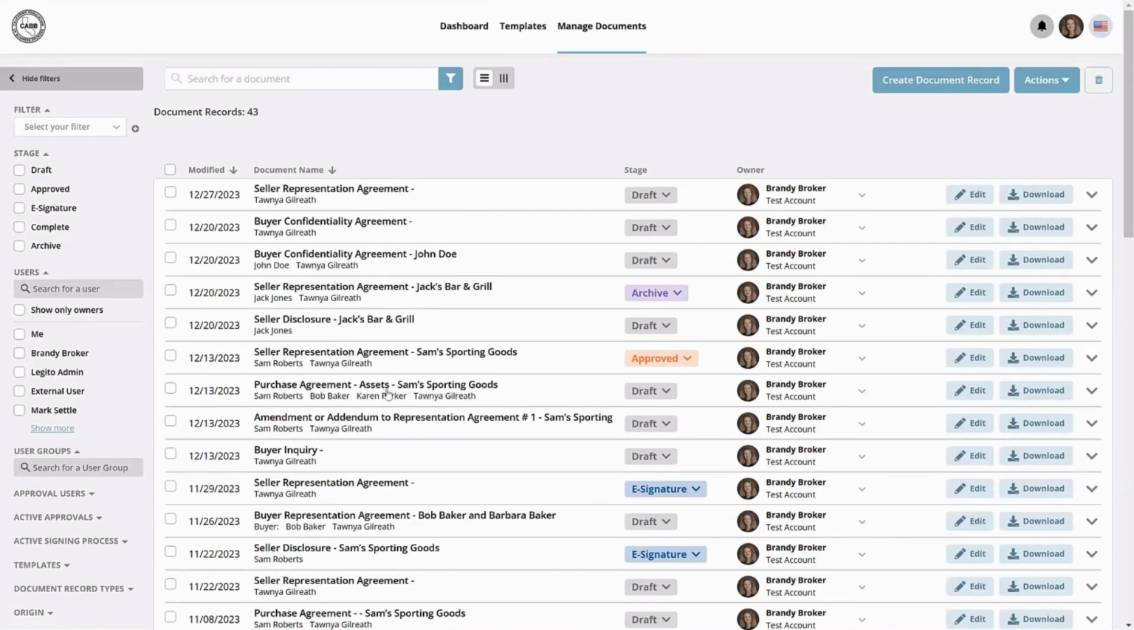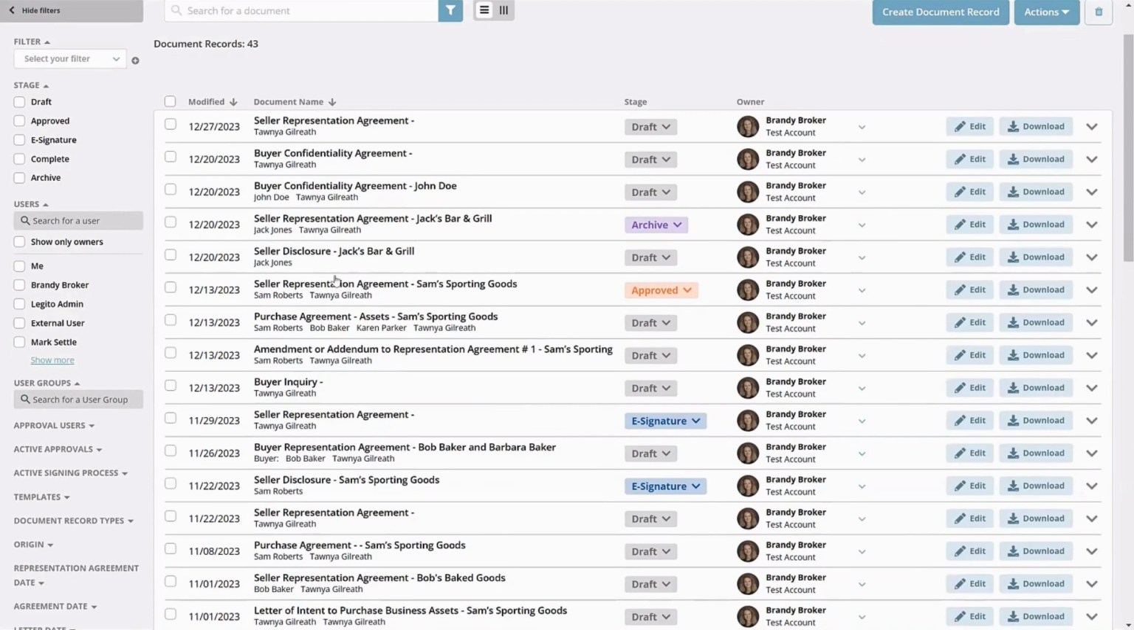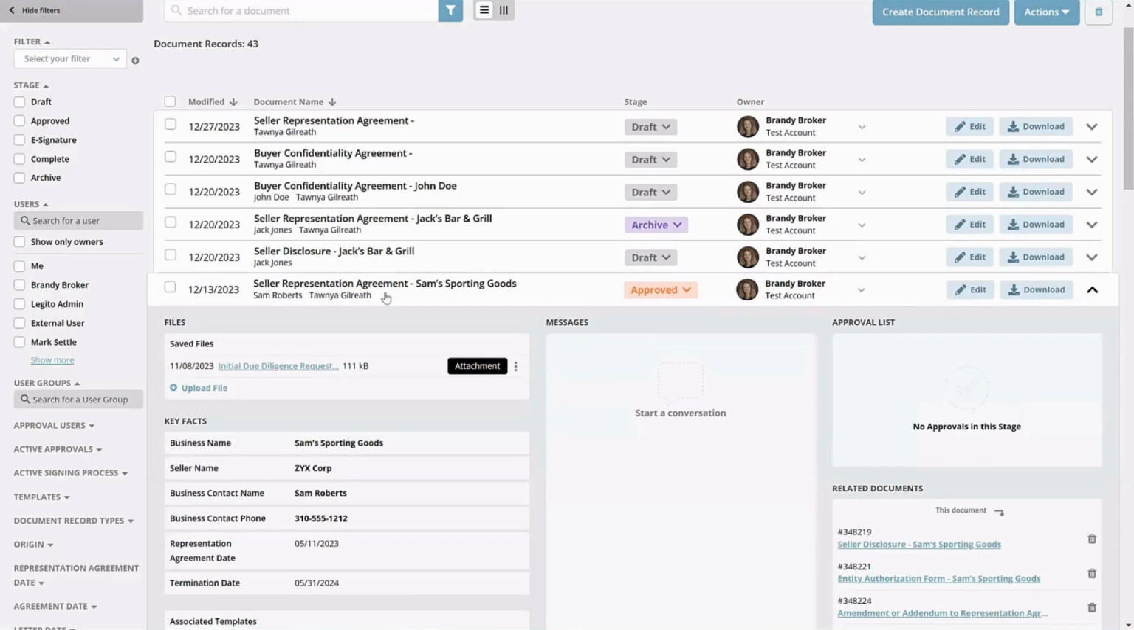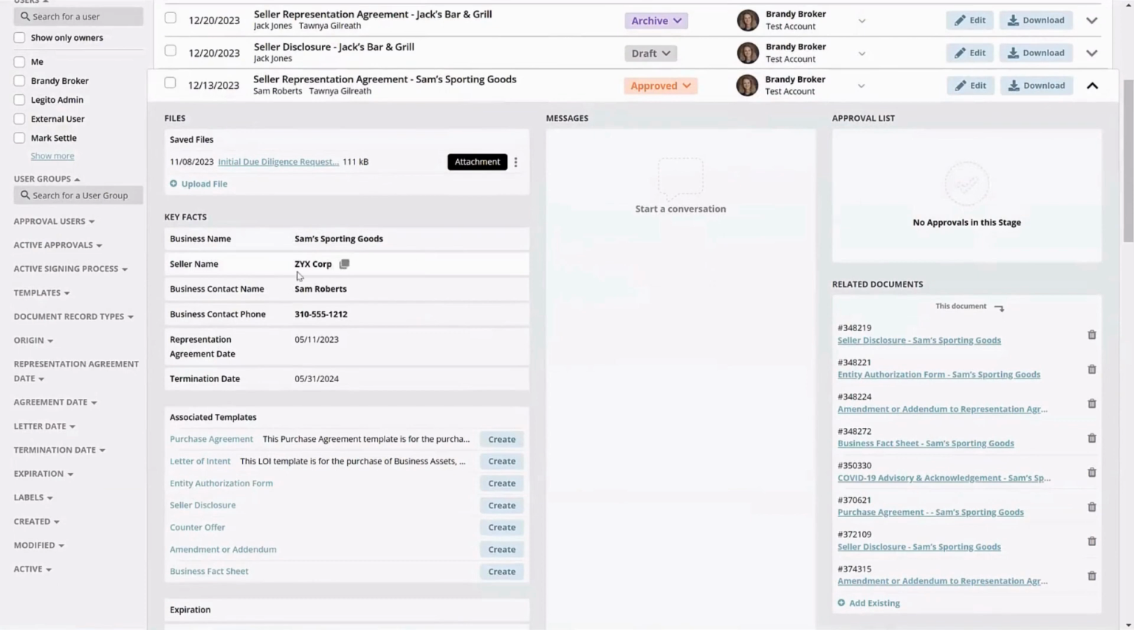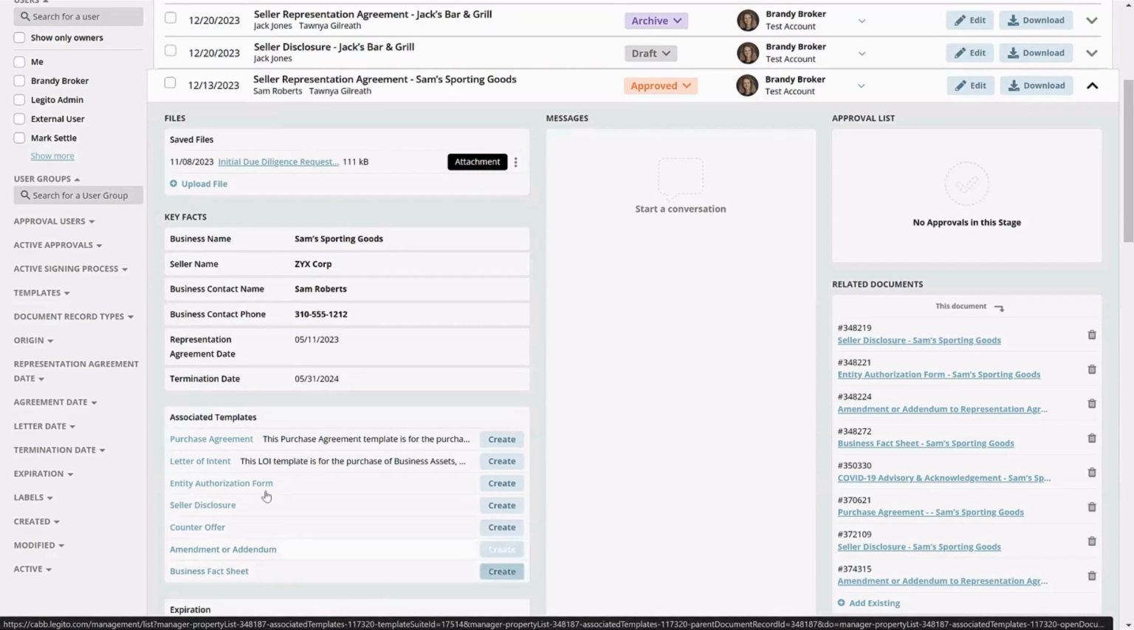So let's say I did a rep agreement, no, we'll just do this one again. So I have my rep agreement, and my seller name is actually ZYX Corp, right? It's a corporation. So I need an entity authorization form because I don't know how many shareholders there are in that corporation, and their spouses also have to sign since we're in California, which is a community property state.